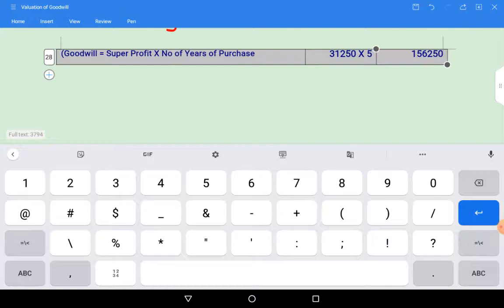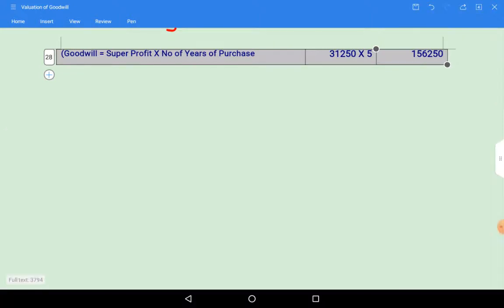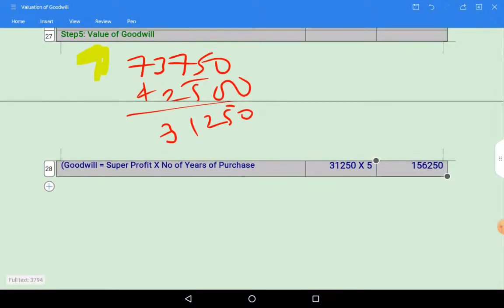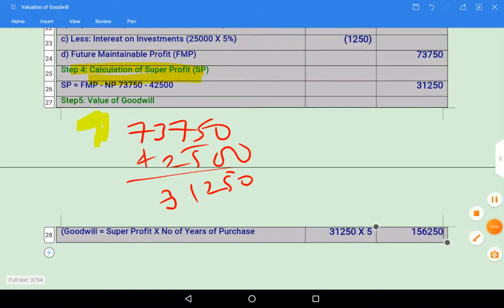So that's it. 1,56,250. There ends the answer. Please remember one point. If current year profit is given in the question, then only we need to go for calculation of average capital employed. Otherwise we should not.